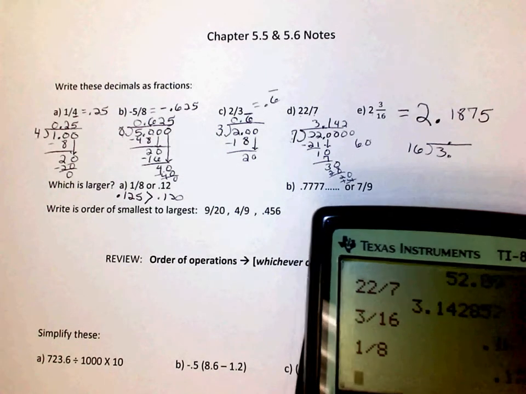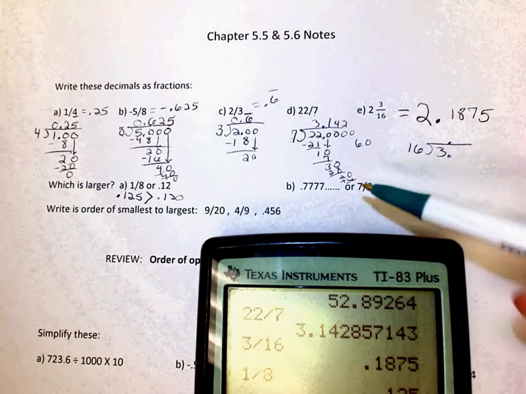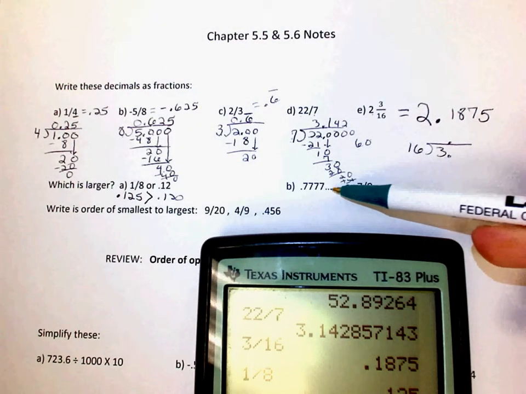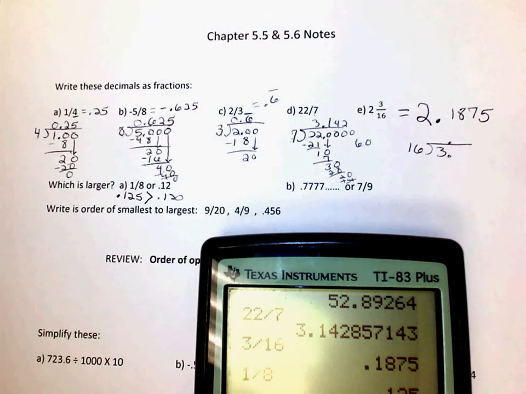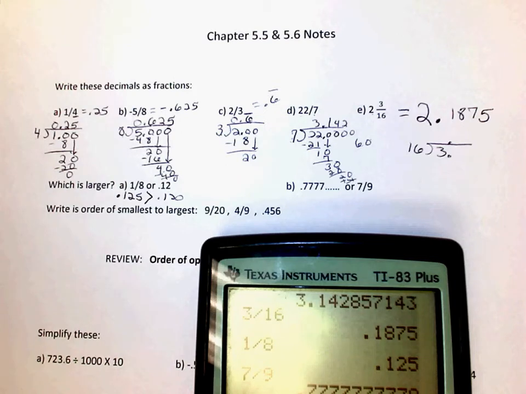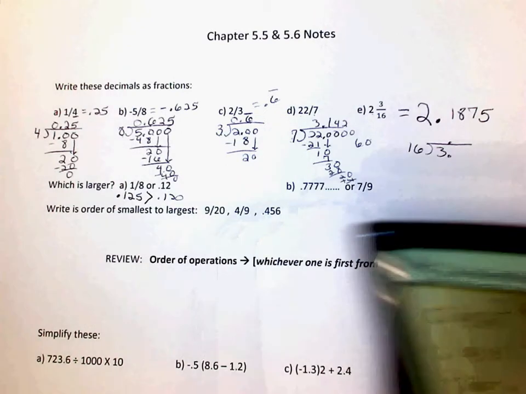Then on B, 0.7 and these dots mean that the 7 gets repeated forever. So which one's bigger? 0.7 repeated forever or 7 divided by 9? So let's see, 7 divided by 9. Oops. These are equal.